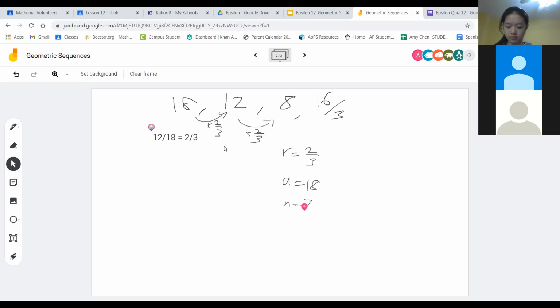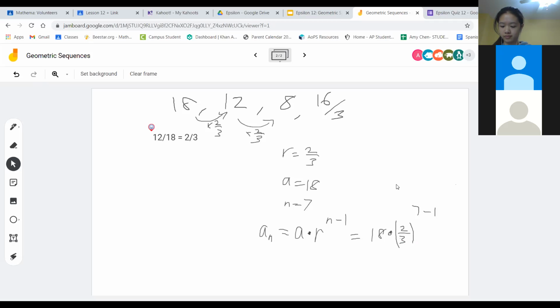So the first term, which is 18, multiplied by the common ratio, which is 2/3, to the power of n minus 1, and n is 7, so that would be 6. Then we multiply it out. That'd be 2, 4, 8, 16, 32, 64. 64 over 729, if I'm not mistaken. So 64 over 729 multiplied by 18.